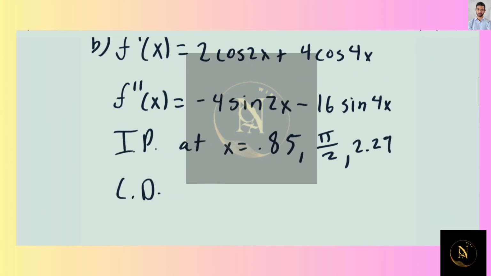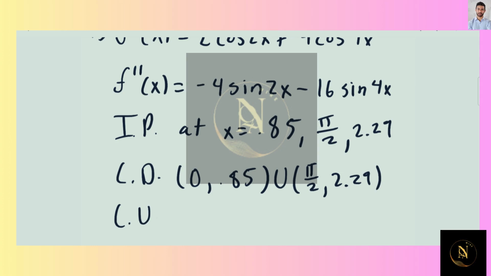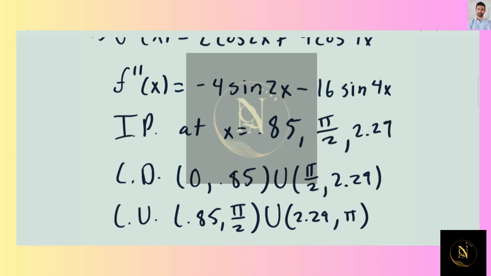So we're concave down from 0 to 0.85 and from pi over 2 to 2.29. And then we're going to be concave up on the other intervals, so from 0.85 to pi over 2 and from 2.29 to pi. So these are the intervals in which we're concave up and concave down, and these are our inflection points.